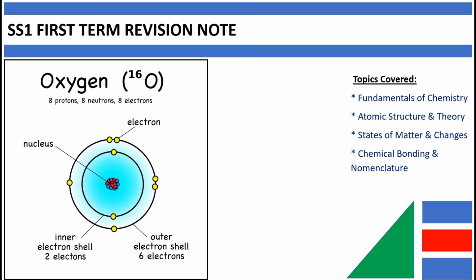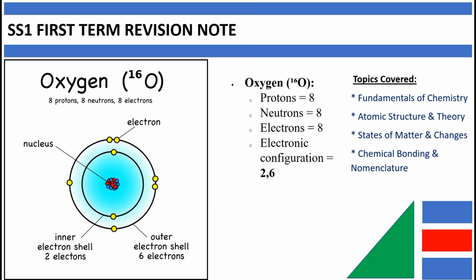Okay, so I want you to look closely at the diagram of the oxygen I have here. You notice that there's a place we call the nucleus, which is serving as the center of the atom, and around it we have 2 electrons in the K shell, and outside the K shell we have 6 electrons at the outermost shell. The 6 electrons at the outermost shell are what we call valence electrons. So oxygen has 8 protons, 8 neutrons, and 8 electrons.